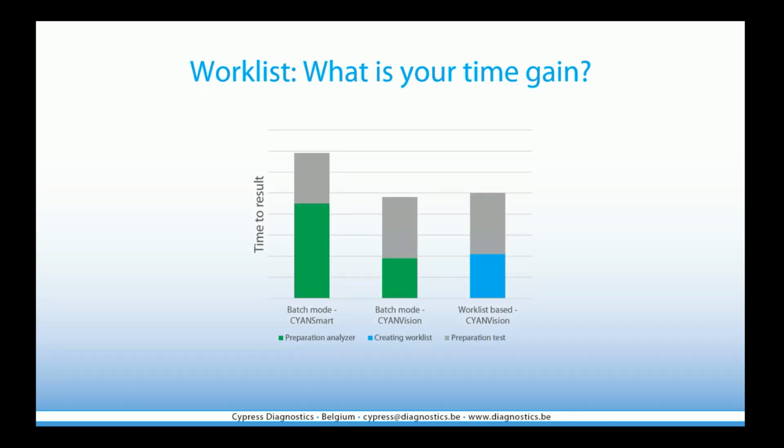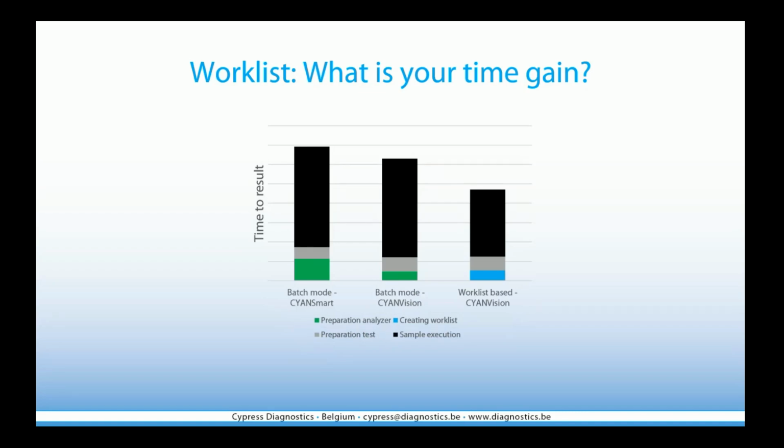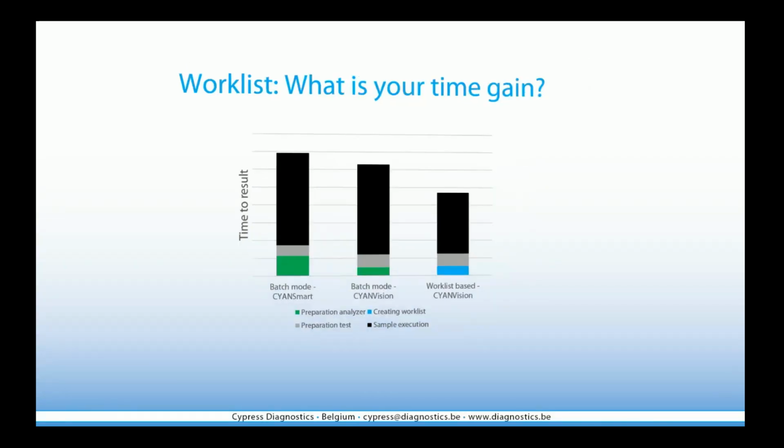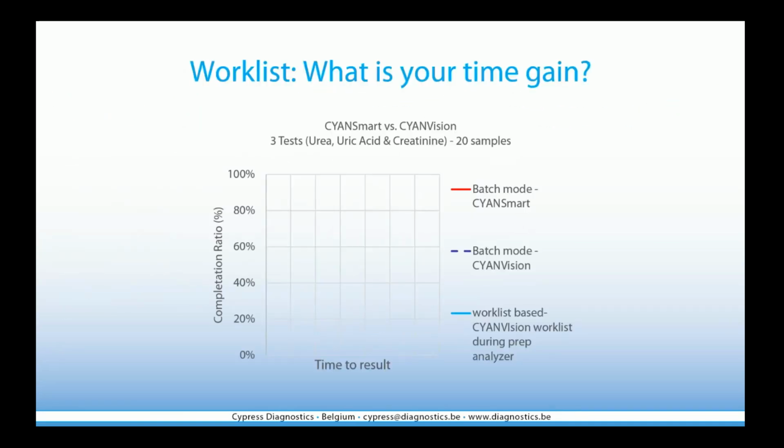Preparing the test in gray is the same because it's all a manual system. So that means that you will need to pipette the samples, you need to incubate the samples and so on. But it will be the same for the 3 systems. However, when you start measuring and doing the sample execution, you'll see in black that the CYANVision with the work list is a lot faster. I'm going to show you.